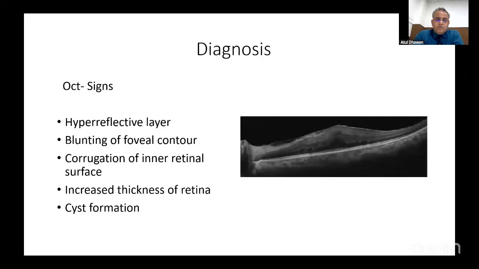Now, how can you make the diagnosis? It is very easy, only on the OCT. You require only the OCT, no FFA, nothing. On the surface of the retina, you can see a hyperreflective membrane, the usual foveal contour is lost, and corrugation on the inner surface of the retina is there. The thickness of the retina increases because of contraction of this membrane. The cyst formation is there because of the breakdown of the blood retinal barrier.